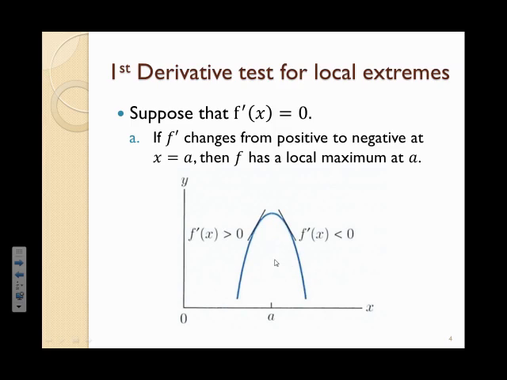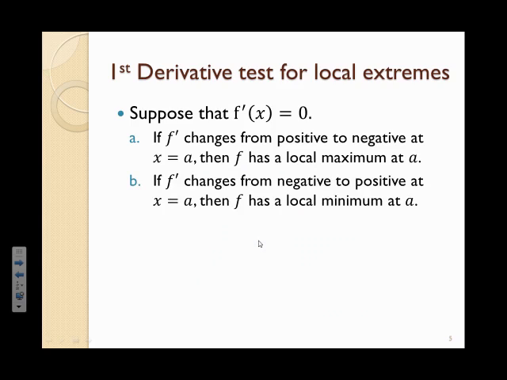So if you look at the first derivative before A, it's positive. At A, it's 0, and then after A, it's negative. You must have a local maximum because it's in this kind of shape. And of course, the opposite then would also be true.